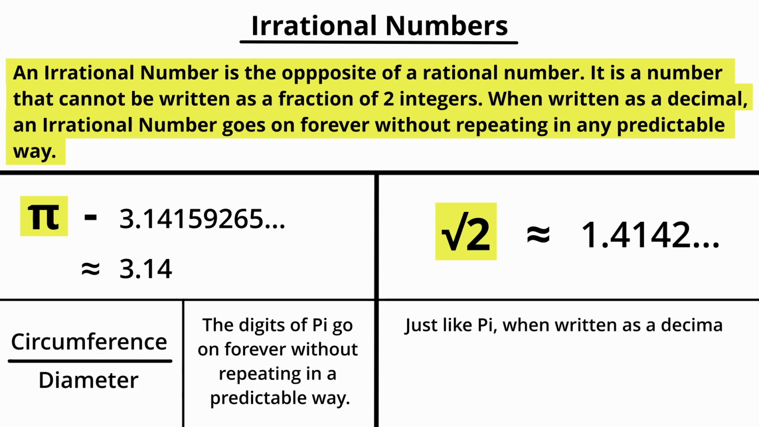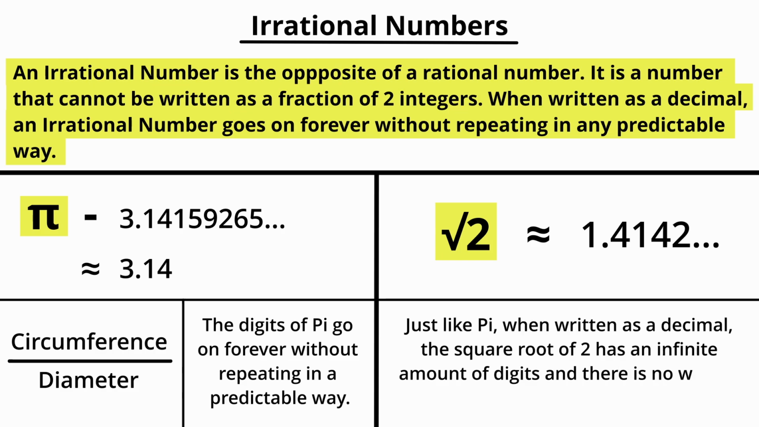Just like pi, when written as a decimal, the square root of 2 has an infinite amount of digits, and there is no way to write them all.